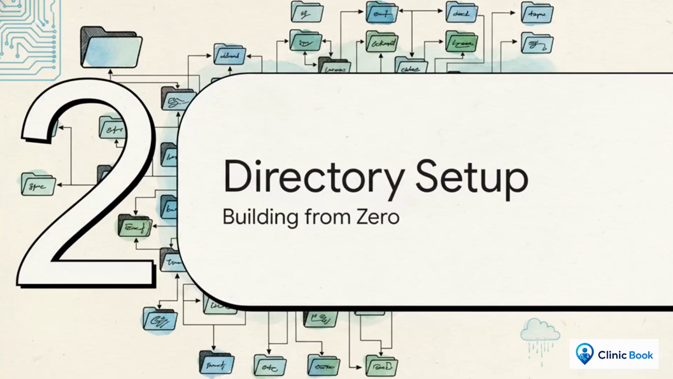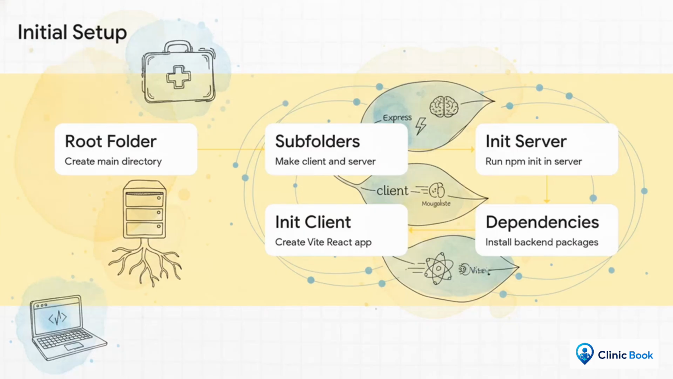Moving right along to Section 2, Directory Structure and Setup. Now that we know what we're building, let's map out where your code will actually live. We're building this explainer from absolute zero. Our setup sequence is super straightforward. It starts with a single root folder. Inside, we branch into 2 distinct subfolders, client and server.